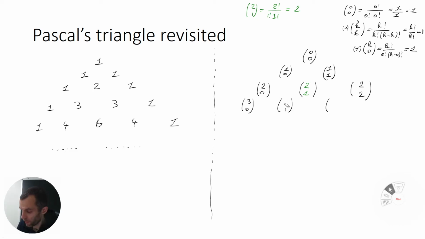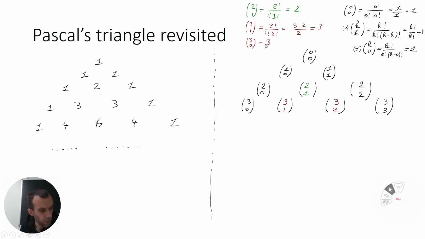And actually, let me write this in a color so it stands out. 3 choose 1, 3 choose 2, and then 3 choose 3. And so what do we know about 3 choose 1? Well, that's 3 factorial over 1 factorial times 2 factorial. So that's 3 times 2 divided by 2. That is indeed 3. And 3 choose 2, you can verify for yourself, it's also 3. Great, moving on. 4 choose 0.